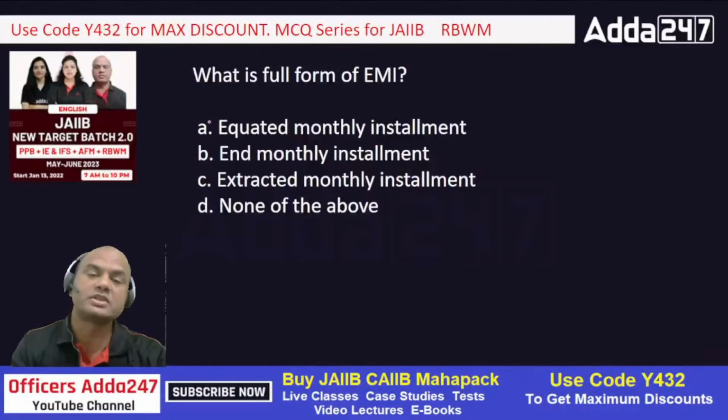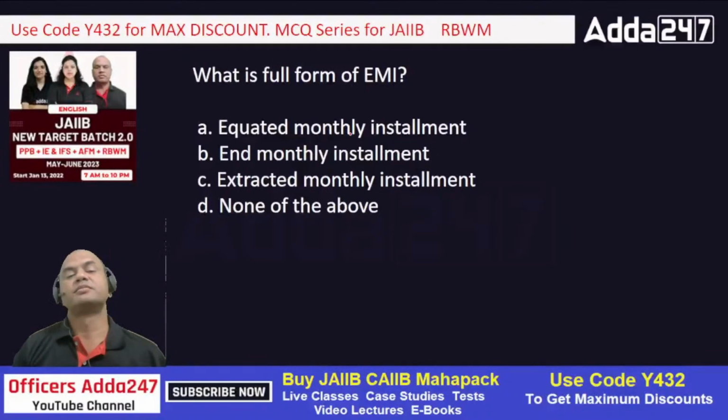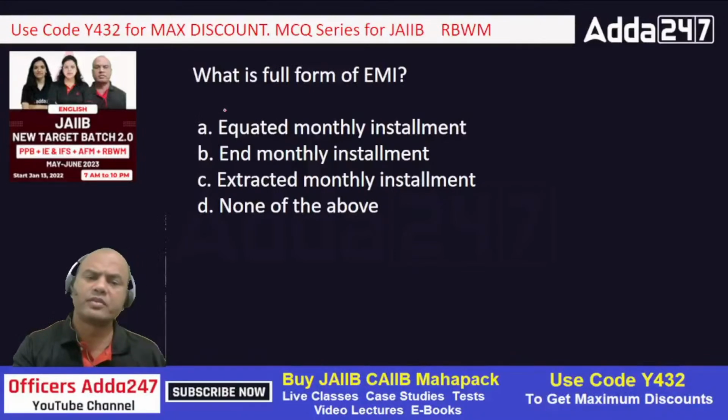Now I'll come to the questions part. Now it's time for you to speak, okay? What is the full form of EMI? Equated monthly installment, end monthly installment, extracted monthly installment, none of the above. So what is the full form of EMI? Everyone, fast. Yes, it is equated. Okay, equated monthly installment. Equated means all the installments are same.